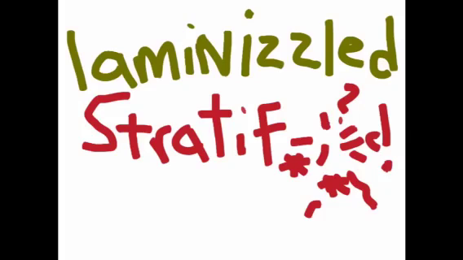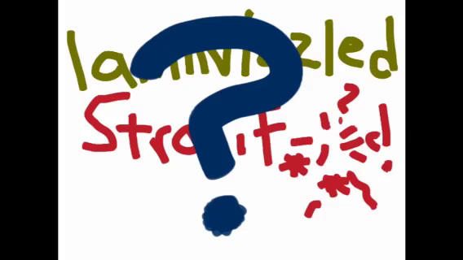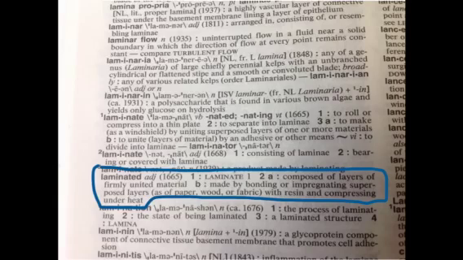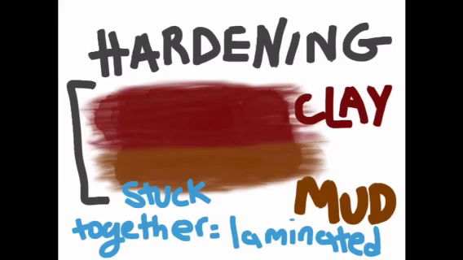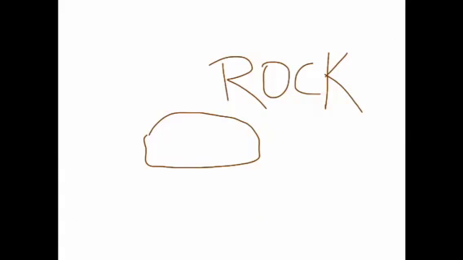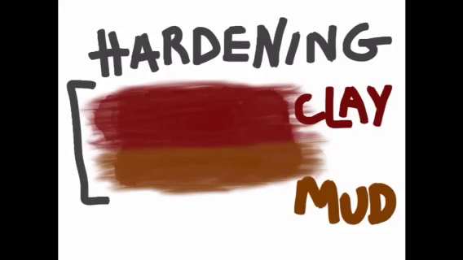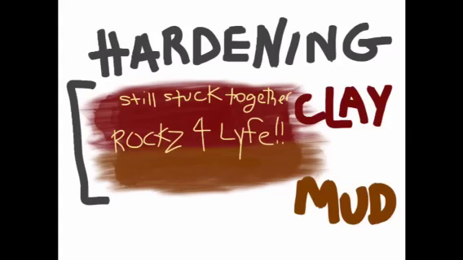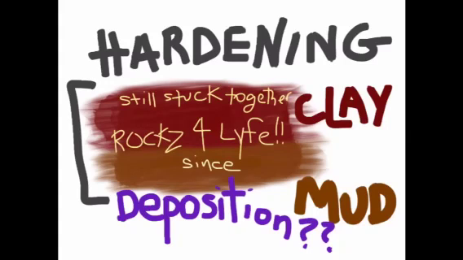Okay, so shale is stratified and laminated. What's laminated? I thought it was putting plastic on paper to make it last longer. Well, let's take a look. The first full definition for laminated is composed of layers of firmly united material. That makes sense in our context. So it's a rock that separates easily, that's formed by hardened layers of mud or clay, that has strata or layers that are stuck together and that remain the same since deposition.